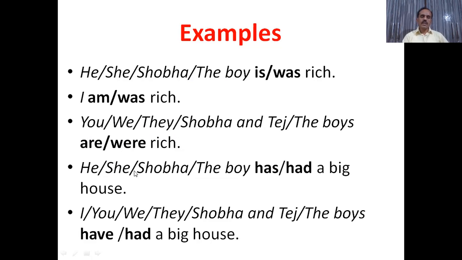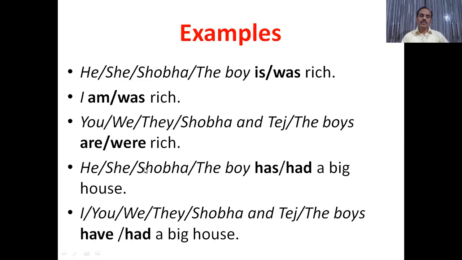Then have forms. He, she, Shobha, the boy has a big house. Has a big house, present tense. He, she, Shobha, or the boy had a big house, past tense. Okay, right. Let us look at the next example. I, you, we, they, Shobha, and Tej, the boys, have a big house, present tense. Had a big house, past tense. That means the past form of have and has is had. But we have two present tense forms in have forms: has and have.